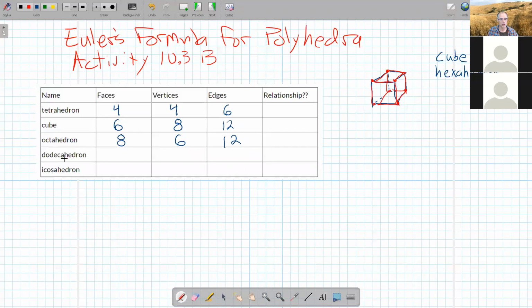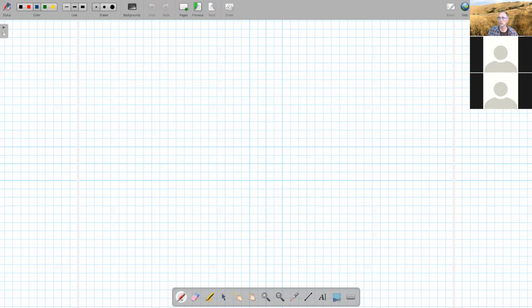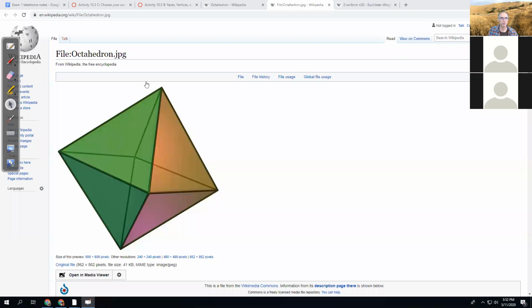Dodecahedron. Dodec means 2 and 10. 2 and 10 is 12. So if we look at the dodecahedron, we should see it has 12 faces. So let's get a new page to put that into and get a picture of it.